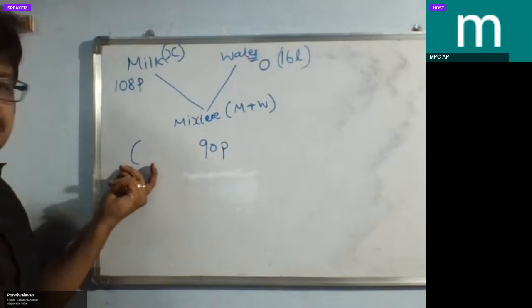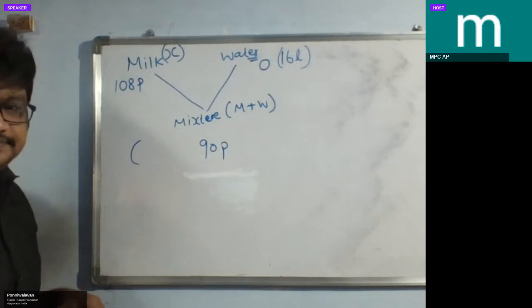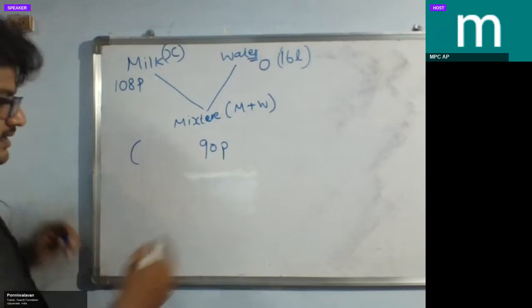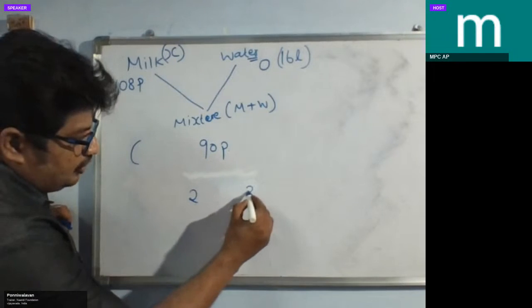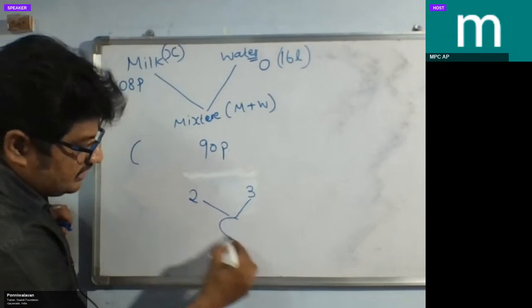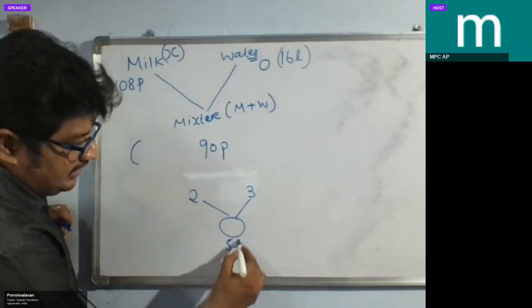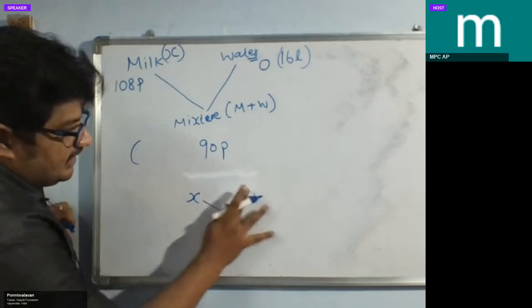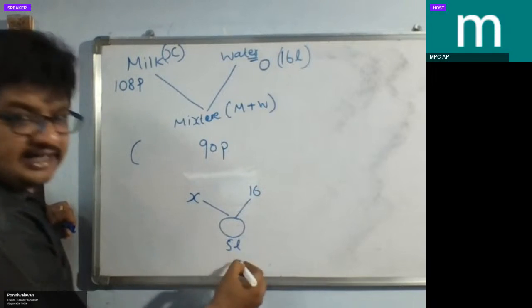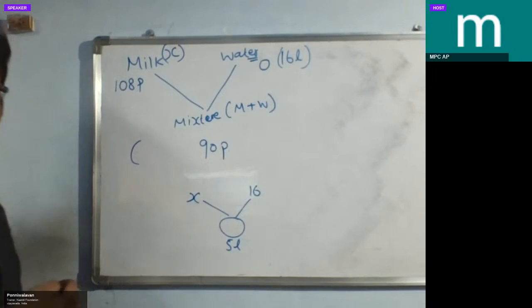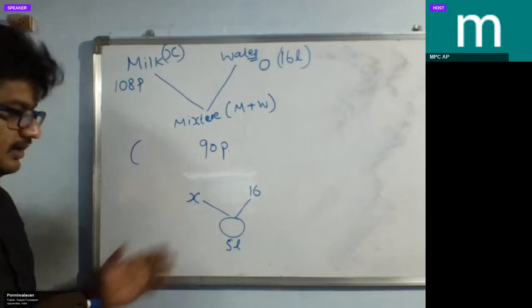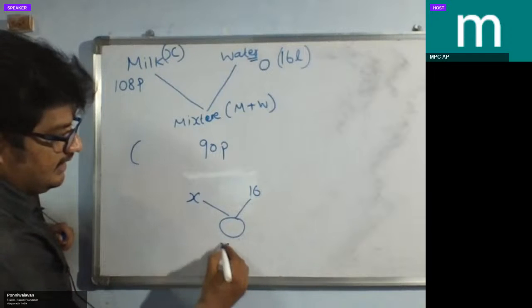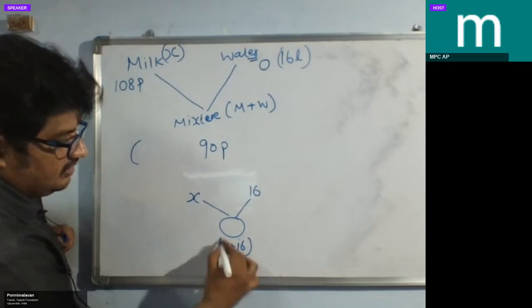Now the total mixture contains how many liters? Sir, listen, if I am having 2 liters and 3 liters and I mix them, this container will have 5 liters. So I am mixing X liters and 16 liters. This container will have how many liters? X plus 16.